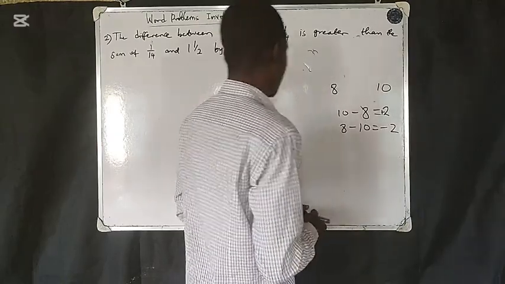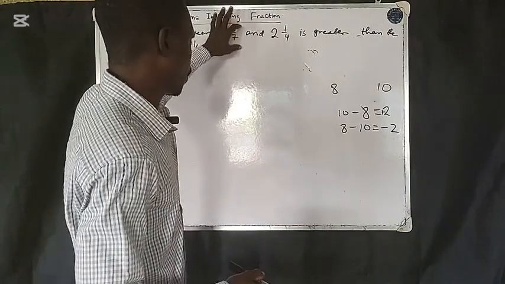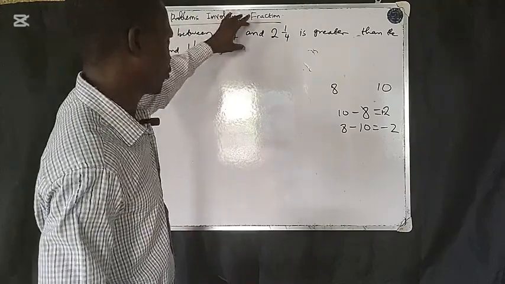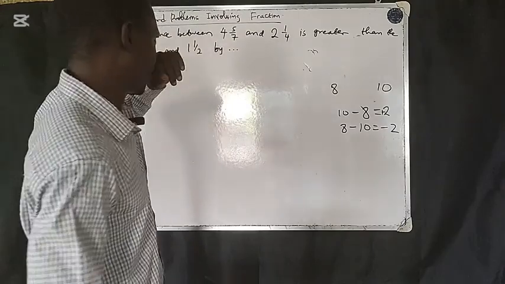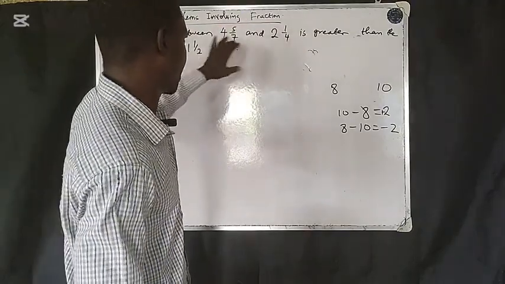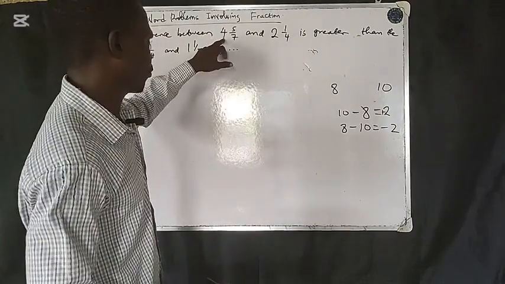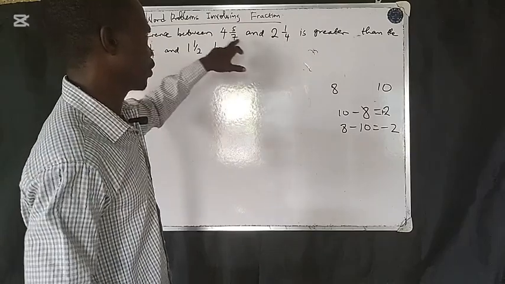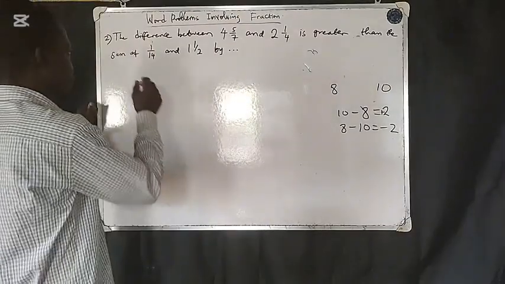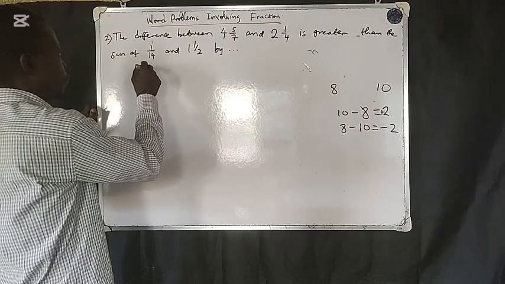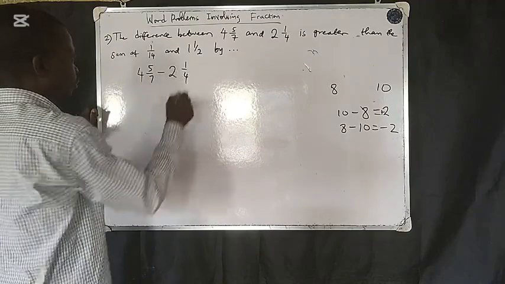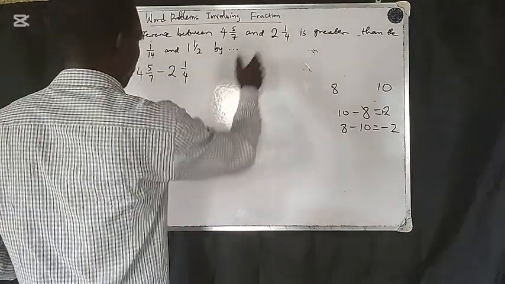So if we are to have a positive answer, the bigger figure should come before the smaller figure. Since the difference between this and this is greater, the difference between this and this will come first. And we can see that 4 is bigger than 2. This 4 is a whole number, this 2 is a whole number. So 4 will come before 2. So we say 4 whole number 5 over 7 minus 2 whole number 1 over 4. This is the difference between these two numbers.